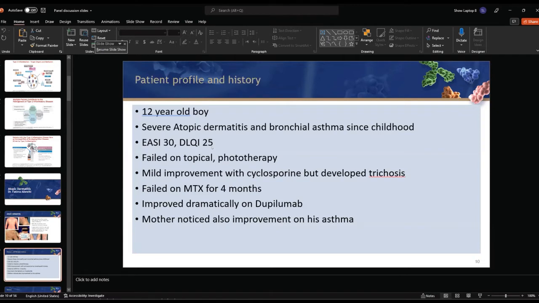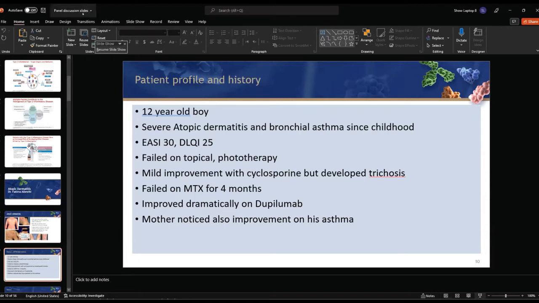So he was highly affected by his condition to the extent that he doesn't go out. He doesn't even come to Dubai, as he said to me. He was always isolated, and he was suffering from bullying in school. He failed on topical treatment. I put him on phototherapy for a few months, and I didn't see any change.